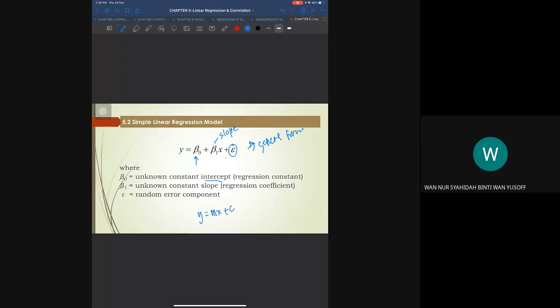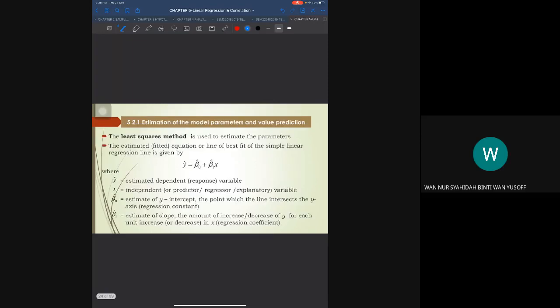So when we discard the epsilon, we will have a fitted model. The model that we use here is a fitted one, the line of best fit. We use the least squares method to estimate the parameters. So y cap here is because it is a fitted one, a predicted one.